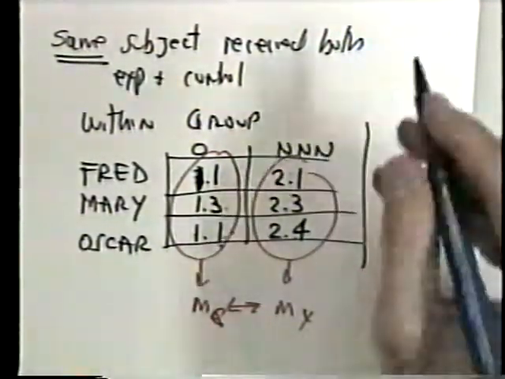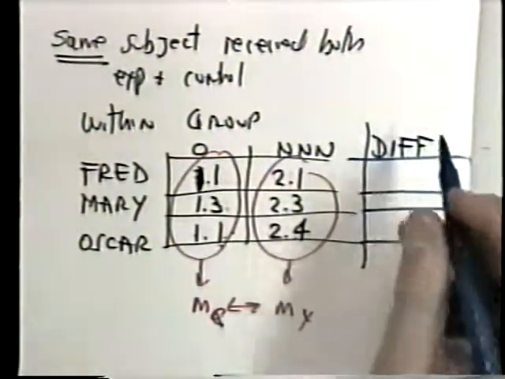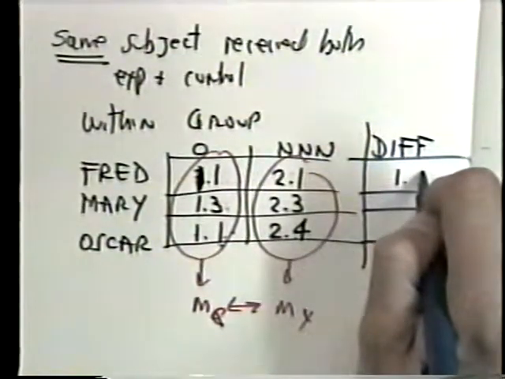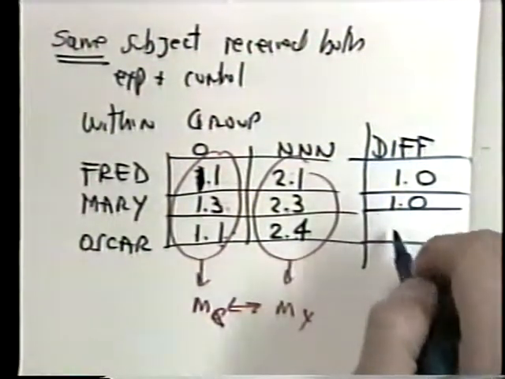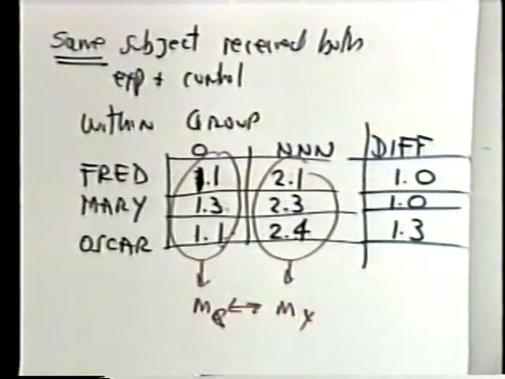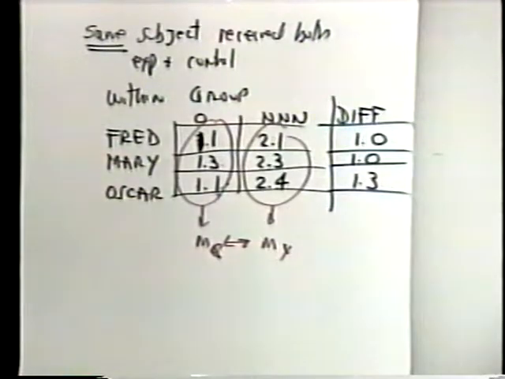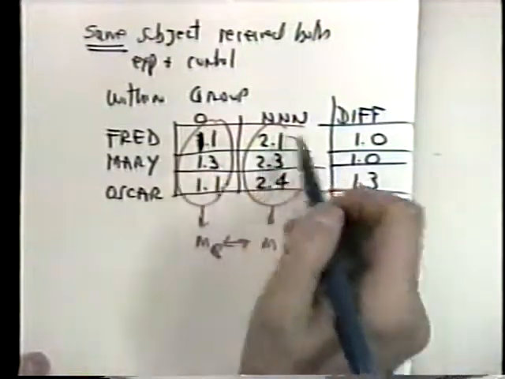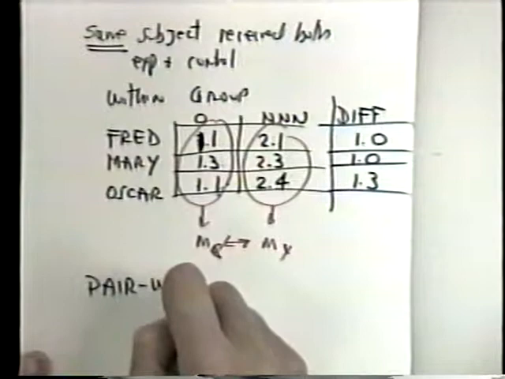And so what we can look at is the difference for each person. The difference between Fred and Fred is 1.0, and between Mary and Mary is 1.0, and between Oscar and Oscar is 1.3. So if we compare the differences by person, then we may get more statistical inference. We may get a stronger inference because we have additional information that we wouldn't have if we lumped everyone together. And this is called a paired or pairwise comparison.